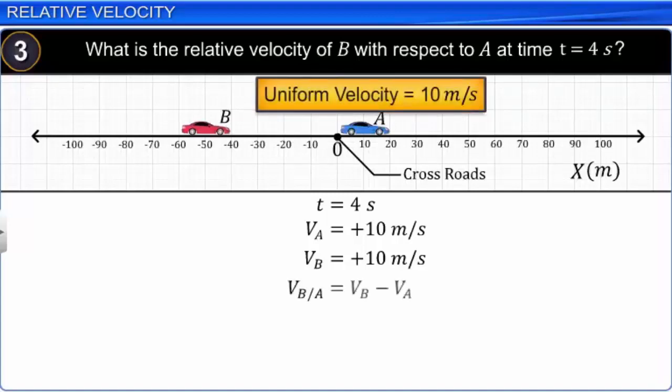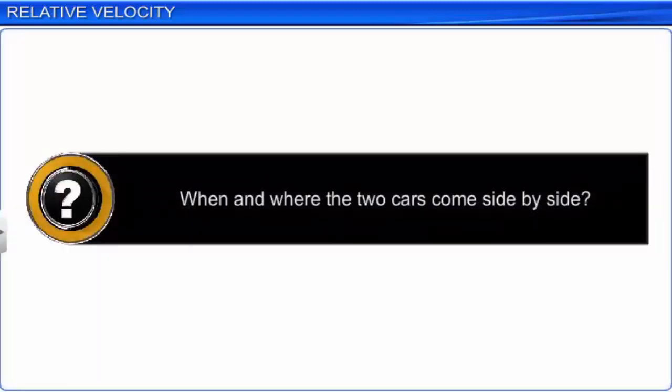When and where the two cars come side by side? By comparing the results of the first and the second bits of case 1, we can say that the cars never come side by side.